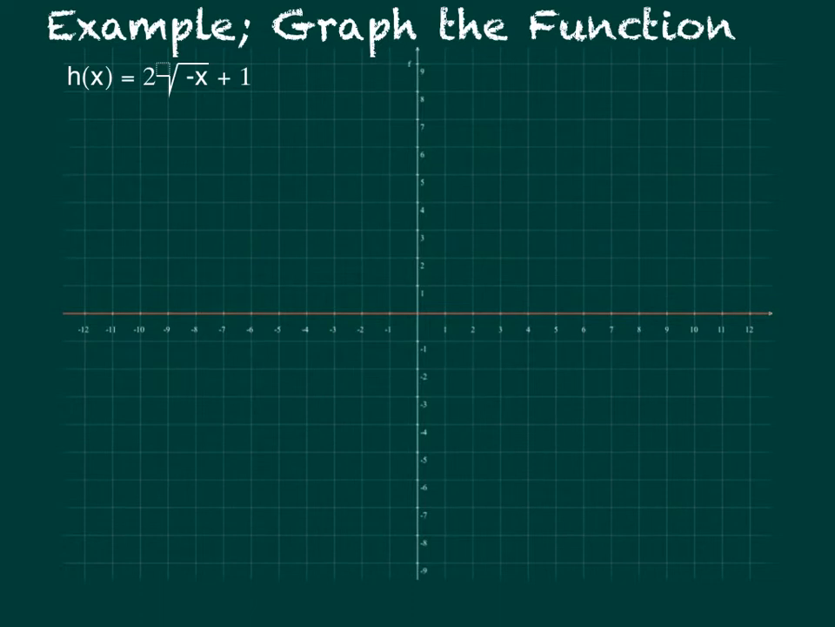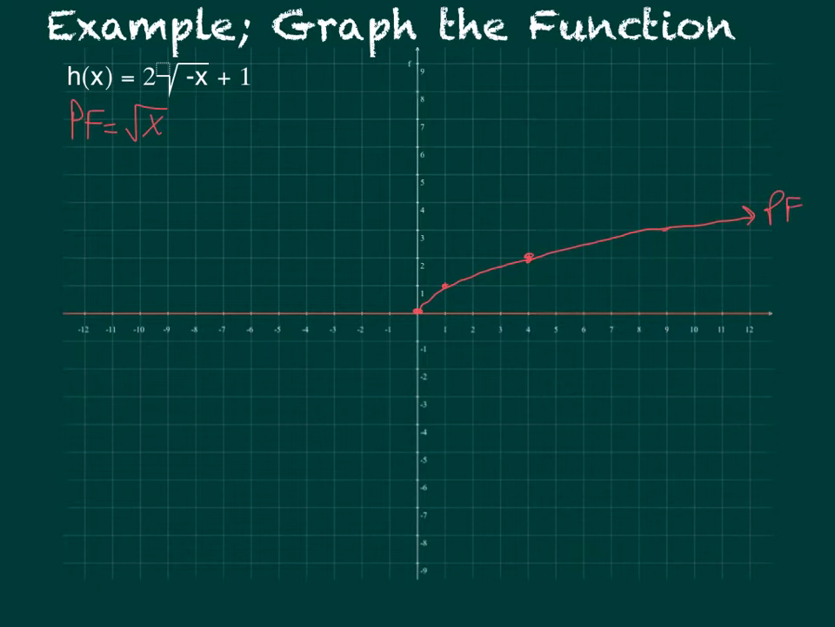Okay, in this next example, it looks like we have h of x equals 2 times the square root of negative x, plus 1. Okay, so if I get rid of all the extra things, then my parent function is just going to be the square root of x. Alright, so I'm going to start by sketching that. So my parent function is going to go through (0, 0), (1, 1), (4, 2), and so on. So there's my parent function, so I'm going to mark that.